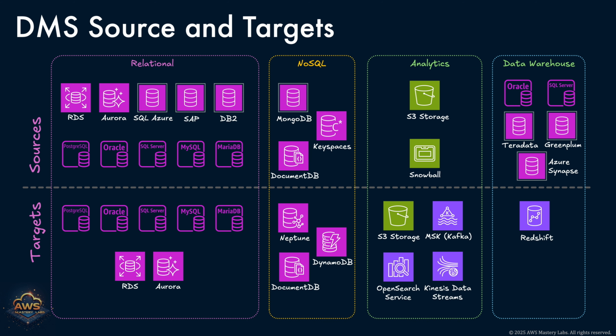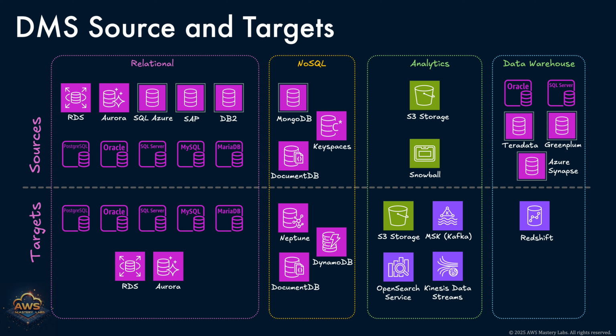AWS Data Migration Service supports a wide variety of data sources and targets, making it a versatile solution for diverse migration scenarios. To better understand its capabilities, let's break down the supported endpoints into four key categories: relational, NoSQL, analytics, and data warehouse. Starting with relational databases, DMS offers broad support for both commercial and open source engines.